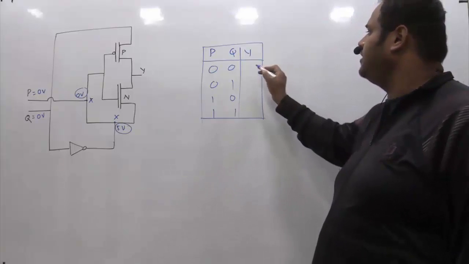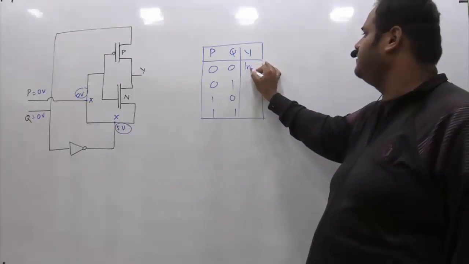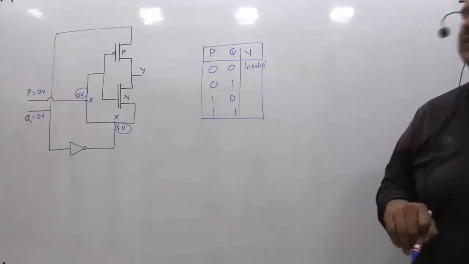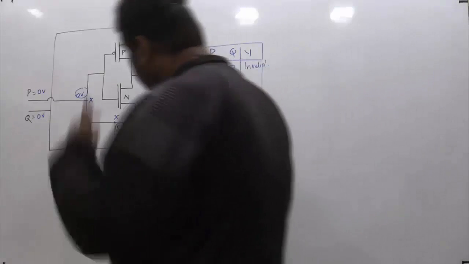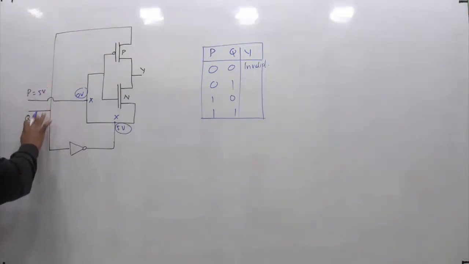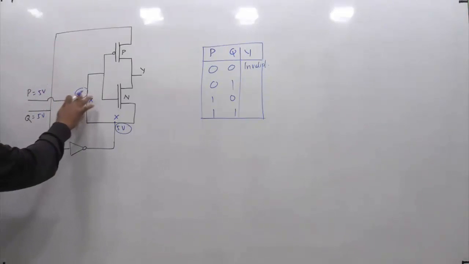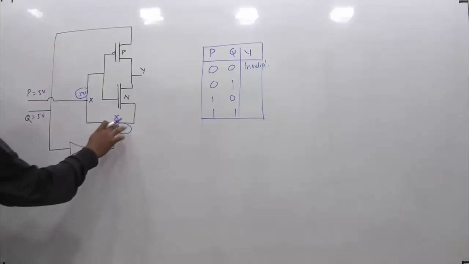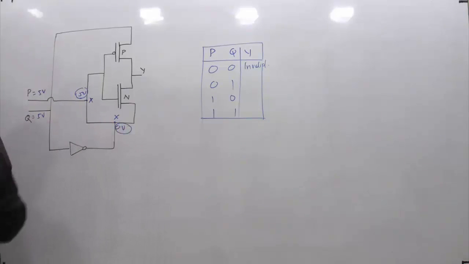So in this case, what is Y? This is an invalid circuit, because we are getting two different voltages at the same node. That's not possible. But what's going to happen if I give 5 volts, 5 volts? 5 volts means logic 1, logic 1. If you give 5 volts, 5 volts, here X is 5 volts, and if you give 5 volts, this is logic 1, so this is logic 0. Logic 0 corresponds to 0 volts.